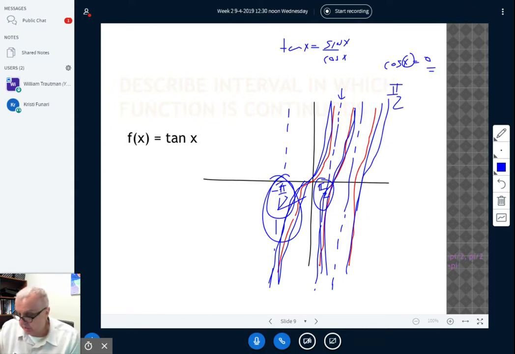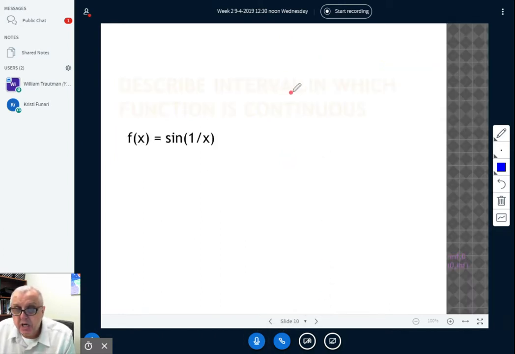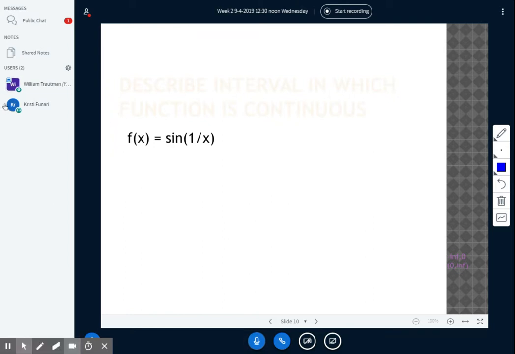All right, I am going to go to the next slide. I get a little messy here. Let's look at this function. We've looked at this function before on our calculator, I believe. I'm going to put it in my calculator and show you the sine of 1 over x.